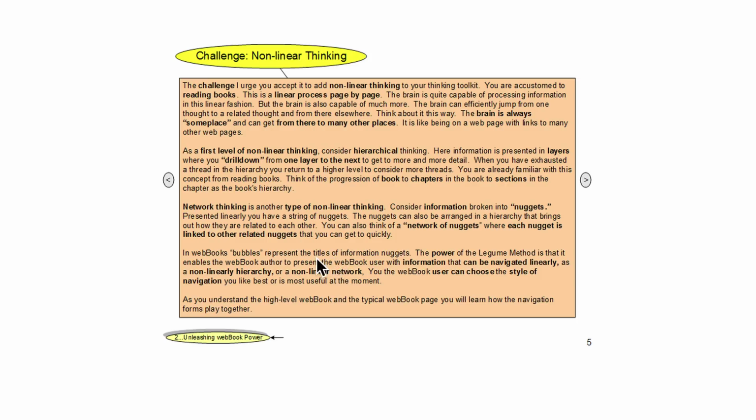So in webbooks, bubbles represent the titles of the information nuggets, and the power then of the legume method is that it enables the webbook author to present this information so that it can be navigated linearly, as a hierarchy, or as a network. And so you, the webbook user, can choose the style of navigation that is most useful at the moment. As you understand the high-level webbook and the typical webbook pages, you'll see how all these forms play together.